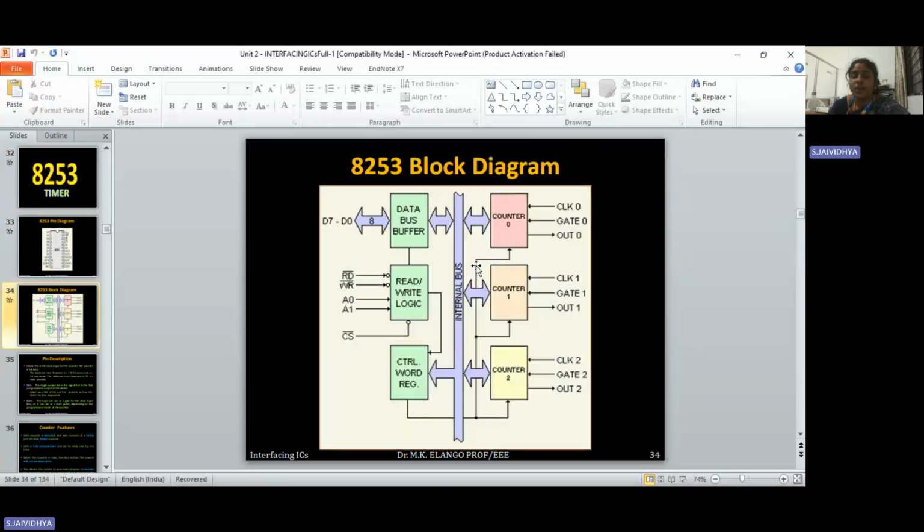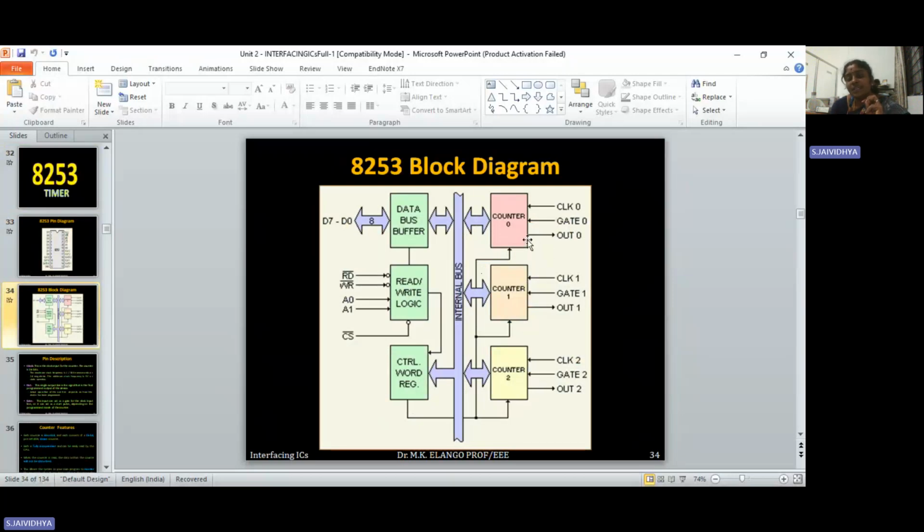So the block diagram of the 8253 is here. The center one is the internal bus. It consists of 3 counters, named counter 0, 1, and 2. The data bus buffer, the read-write logic that is the control logic, and the control word register are also available. The control word register helps to initiate counters 0, 1, and 2.